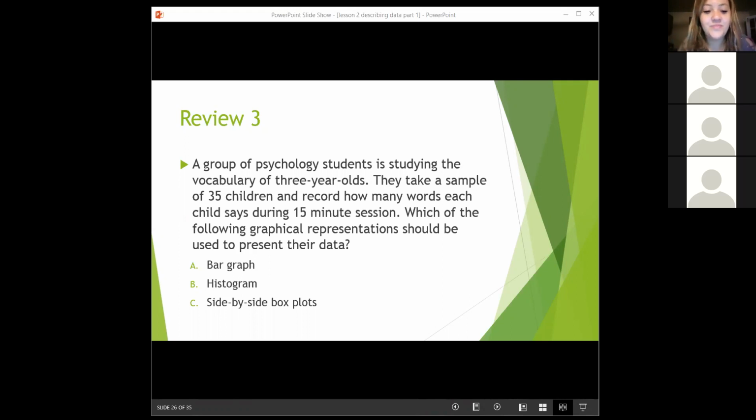All right. So a group of psychology students is studying the vocabulary of 3-year-olds. They take a sample of 35 children and record how many words each child says during the 15-minute session. Which of the following graphical representations should be used to present their data? So go ahead, check these ones out. See what you think.